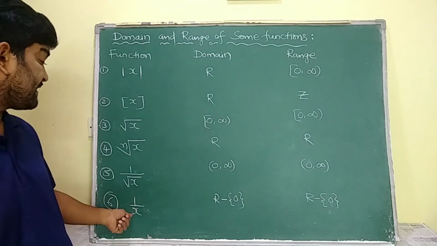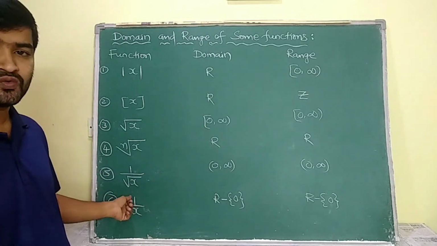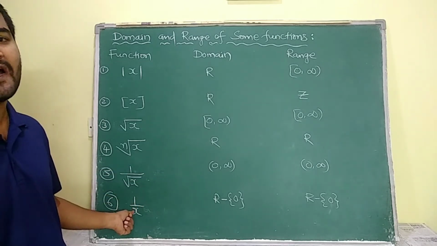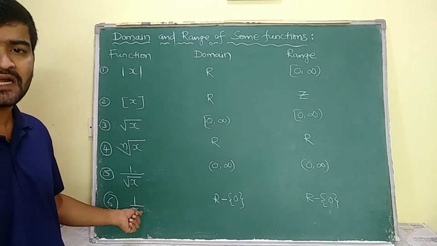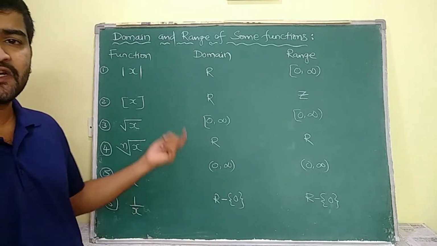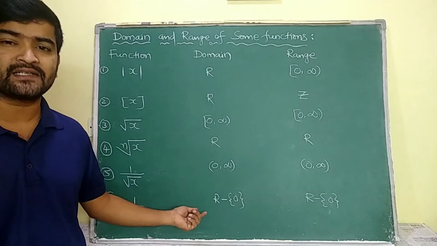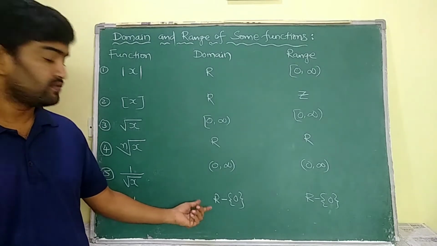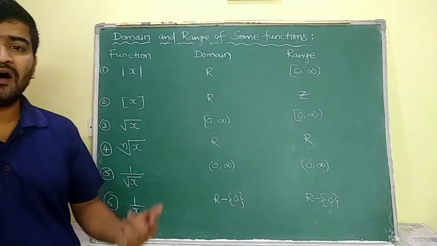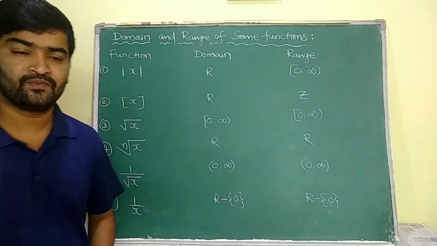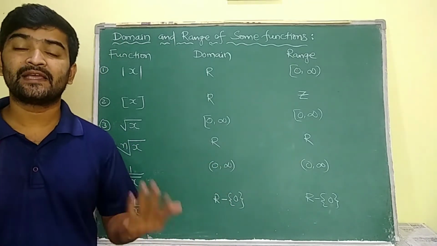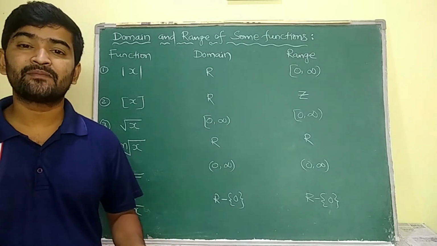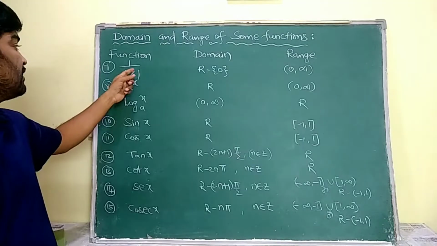Now 1 by x. The same rule we are going to use. 1 by x means I may use any value for x. But if I use 0, then this 1 by 0 is undefined. Because of that, from the real numbers I am going to remove the 0. So the domain is all the real numbers except 0. Then we are going to get the image also, all the real numbers except 0.